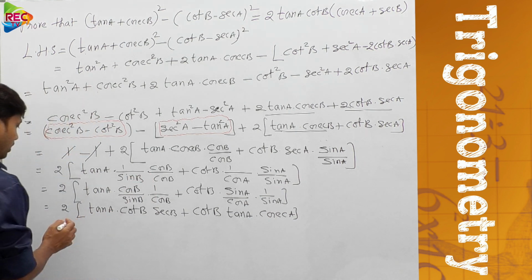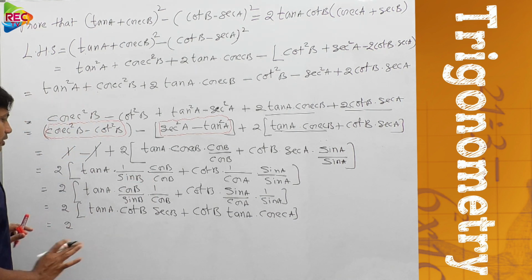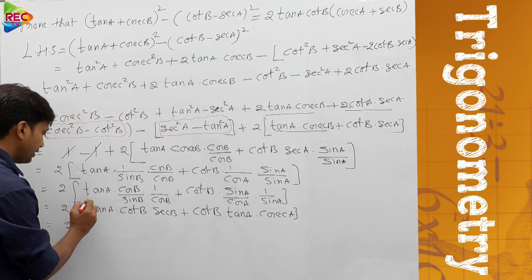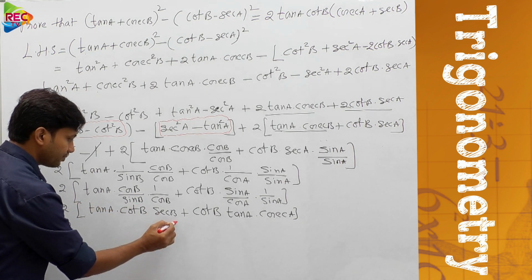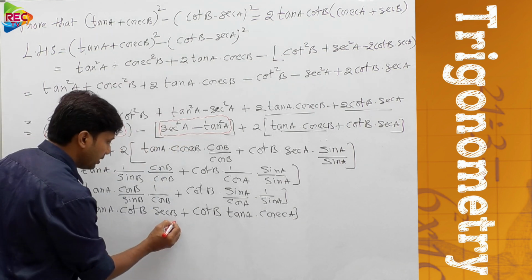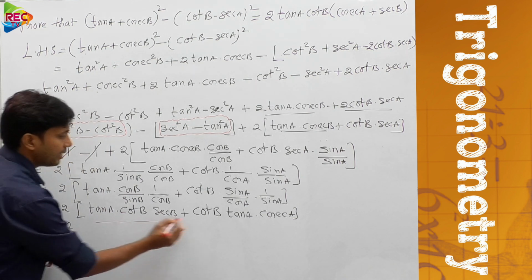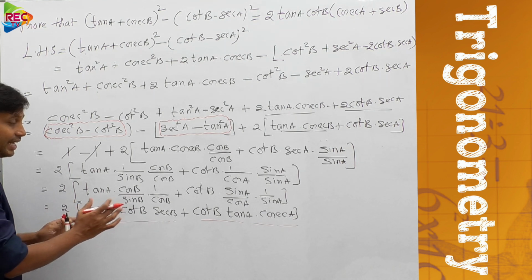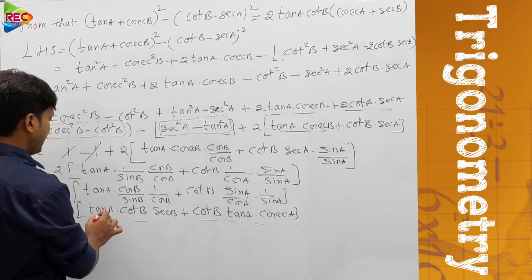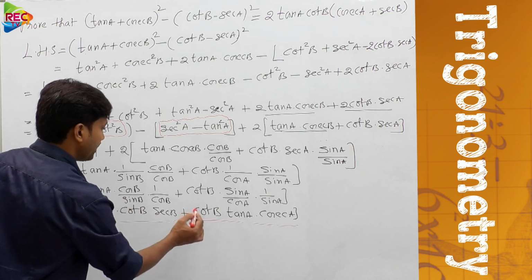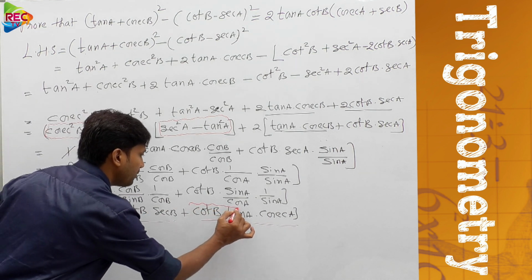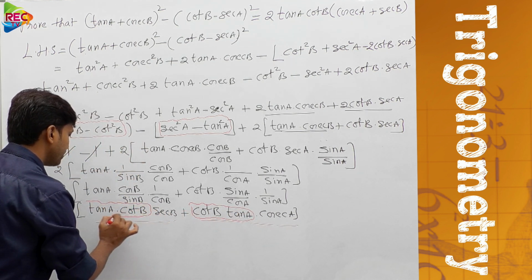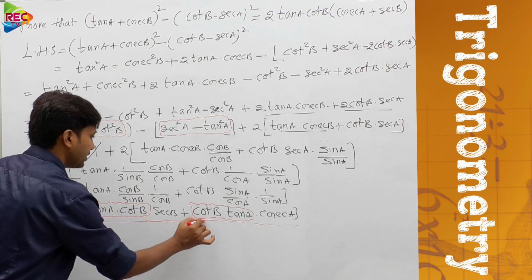Now 2 into, now just see here, how many terms are there in this problem? Tell me. Here this is one term, and this is one term. In these two terms, what are the common factors that we can identify? So see here, this is tan A cot B. Tan A cot B is a common factor for these two terms or not? Exactly. So this is a common factor.